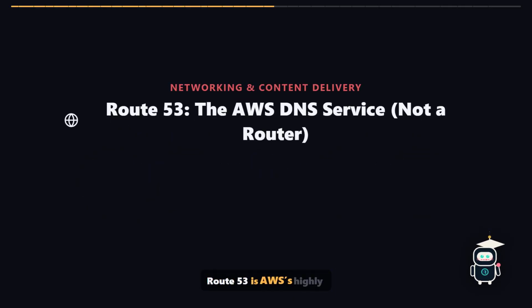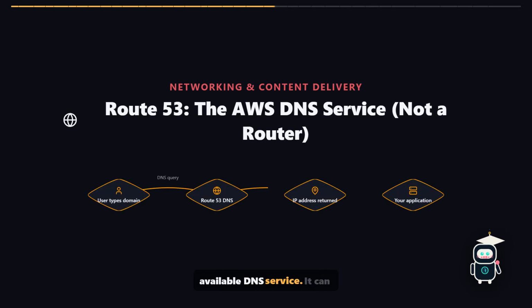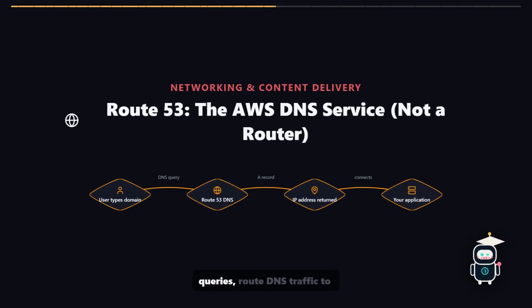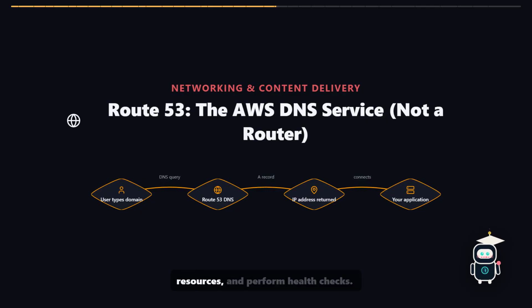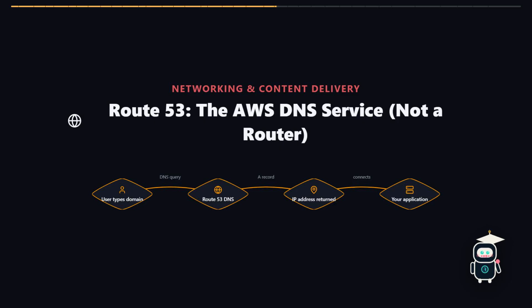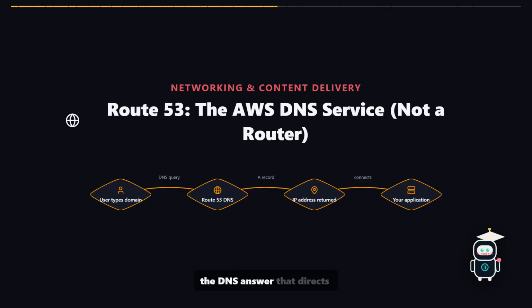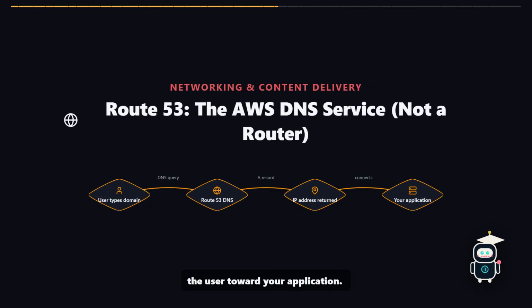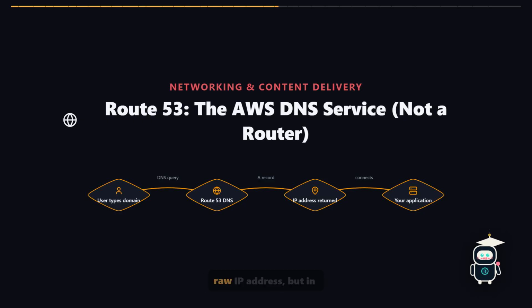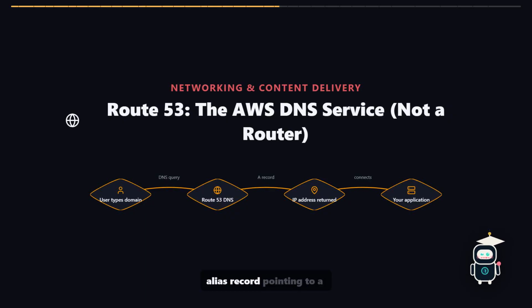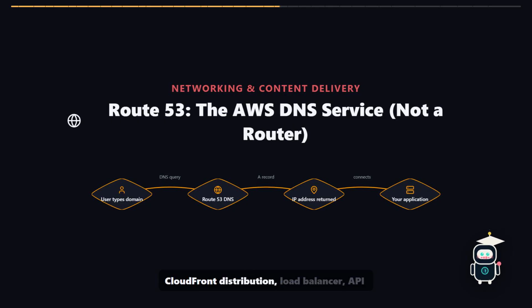Route 53 is AWS's highly available DNS service. It can register domain names, answer DNS queries, route DNS traffic to resources, and perform health checks. When a user enters your domain name, Route 53 provides the DNS answer that directs the user toward your application. That answer might be a raw IP address, but in AWS, it is often an alias record pointing to a CloudFront distribution, load balancer, API gateway endpoint, or another supported resource.